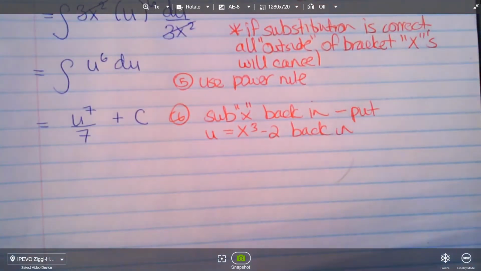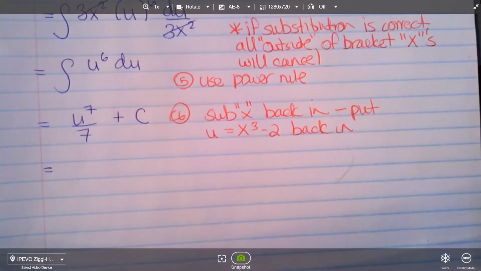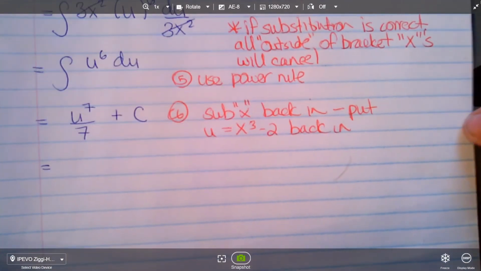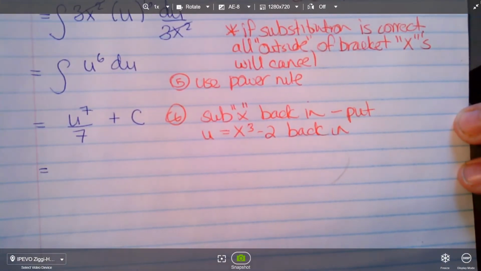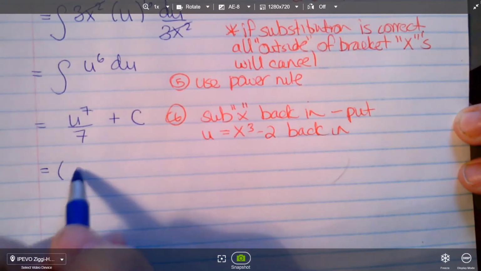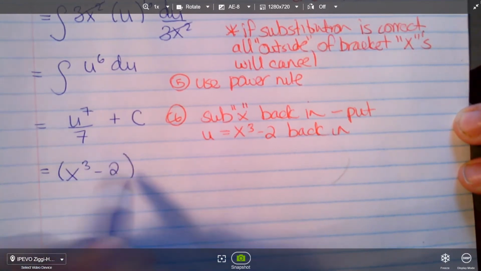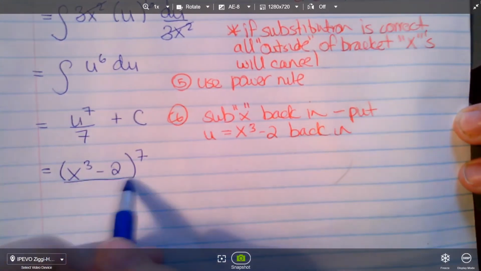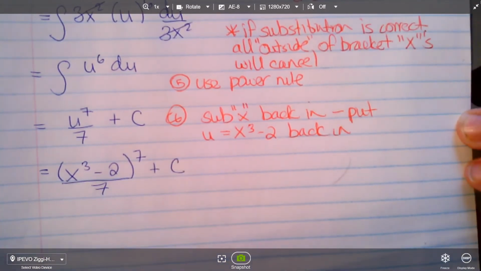So your very last step, try not to forget this one. I think you just kind of rush and forget. You don't mean to forget, but we don't leave the answer like this. Substitution was a method to make the question easier. It was not meant to literally change the variable. So u is still what u meant before. So we're going to change this back to (x cubed minus 2) to the power of 7 over 7.